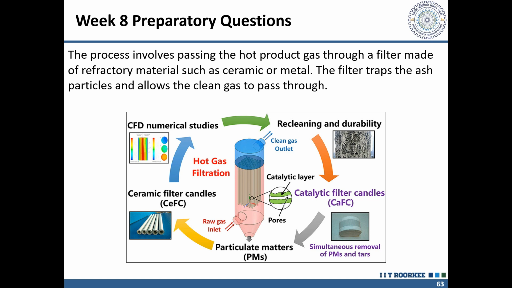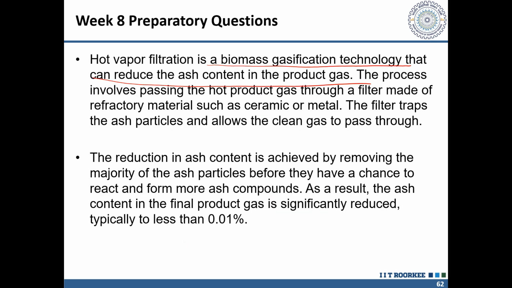So in this, a raw gas is fed to this system. This system has some kind of ceramic layers which has some kinds of adsorbent also. So this raw gas passes through this, and the impurities are stuck in it by physical phenomena, and we get what is known as clean gas. So this process involves passing the hot product gas through a filter made up of refractory materials such as ceramic, and the filter traps the ash particles and allows clean gas. So ash can be trapped inside these ceramic filters.